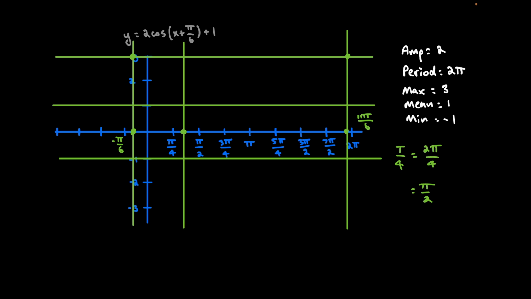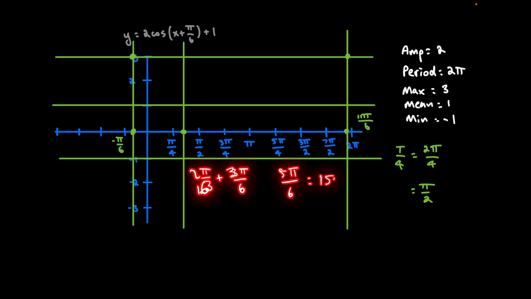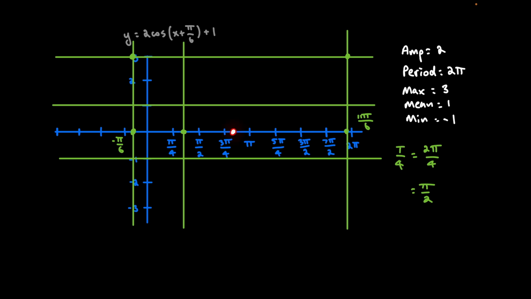Now we can do the same thing. So we do pi on 3 plus 3 pi on 6, and that would be the same as plus 2 pi on 6. So 2 pi on 6 plus 3 pi on 6 is 5 pi on 6, and that would be the same as 150 degrees. And 150 degrees will be roughly situated here. It's obviously not too accurate. It's just a rough sketch for this one.